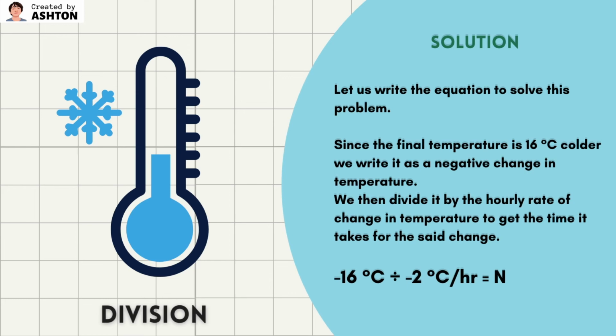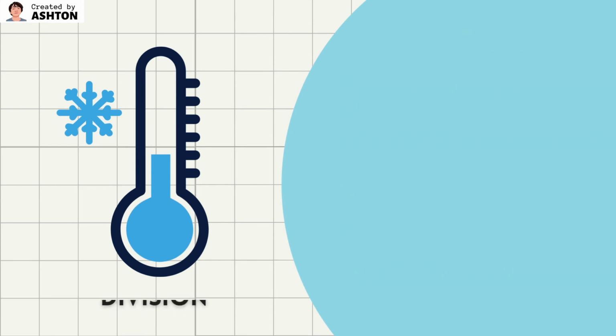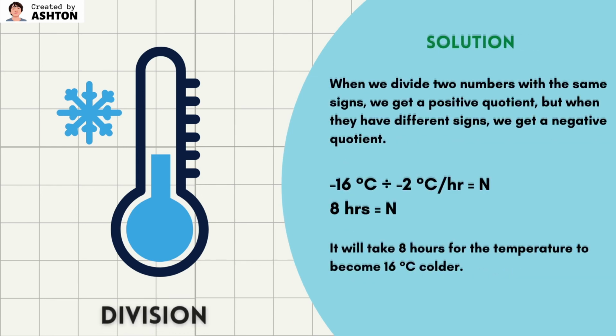We then divide it by the hourly rate of change in temperature to get the time it takes for the said change. When we divide two numbers with the same signs, we get a positive quotient, but when they have different signs, we get a negative quotient. In this equation, we are dividing both negative integers, so the answer is now positive.